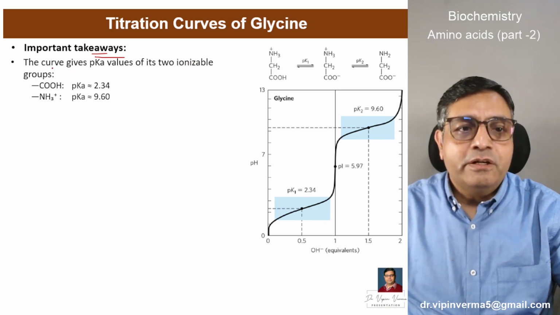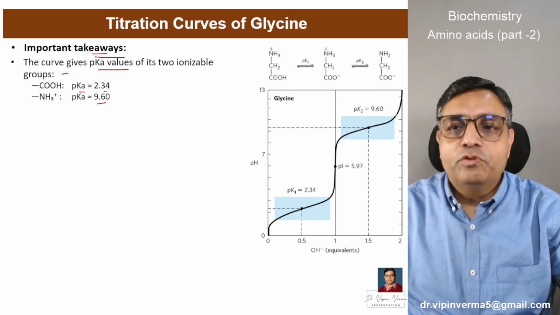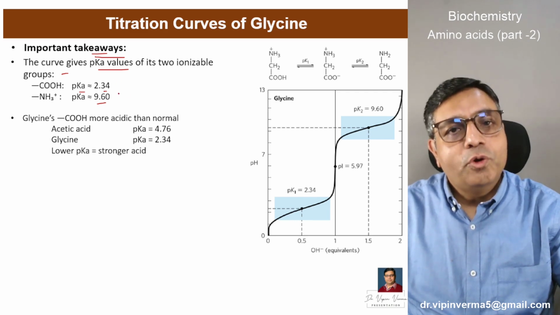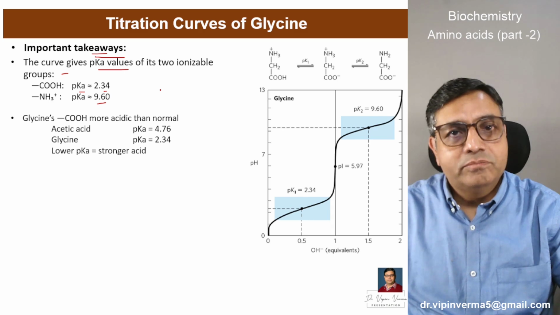First is that the curve gives pKa value of its two ionizable groups. So in case of glycine, we saw one pKa value is 2.34 here and another was at 9.60, which is here. Okay, now what does it mean? It means that there are two protons which were lost during the titration, right?